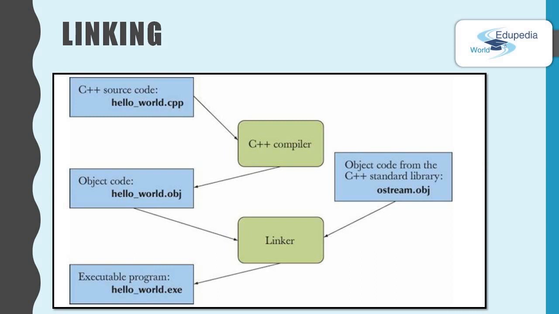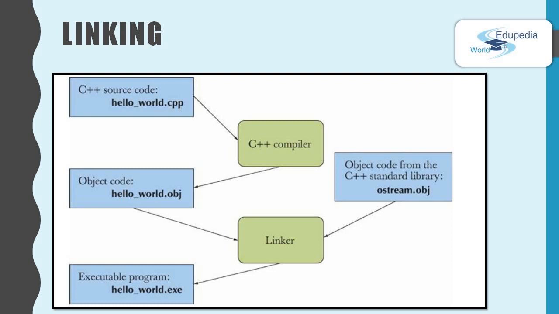Now let's talk about linking. A program usually consists of several separate parts, often developed by different people. For example, the Hello World program consists of parts of the C++ standard library. These separate parts, sometimes called translation units, must be compiled and the resulting object code files must be linked together to form an executable program. The program that links such parts together is called the linker.